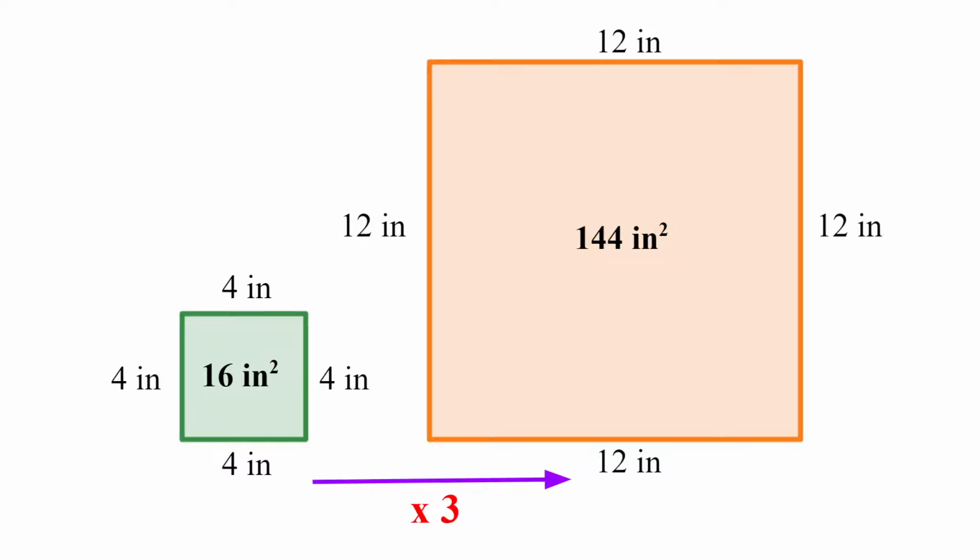Now you will notice that the side length, 12 and 4, differ by a factor of 3. The big one is 3 times as big. The area differs by a factor of 9. Now you may notice that 9 is equal to 3 squared. This concept is not just true for squares, it is true for any pair of shapes that are similar. This is the concept we're going to be going over today.